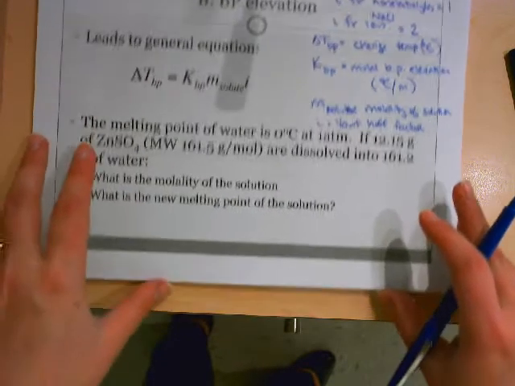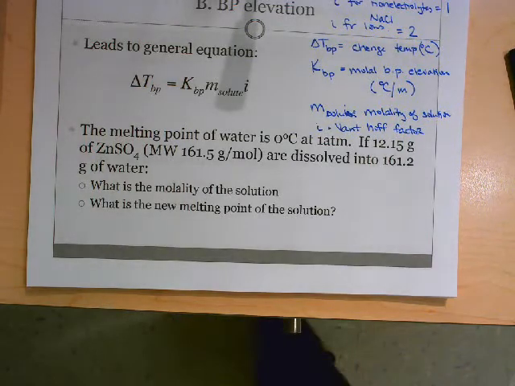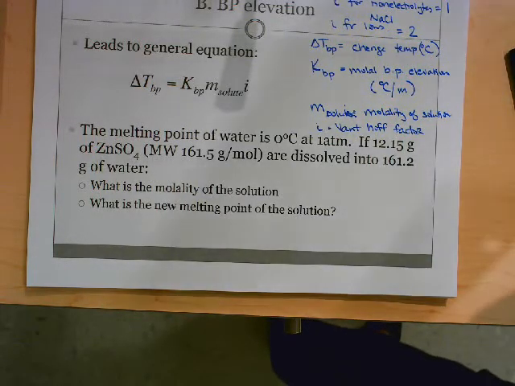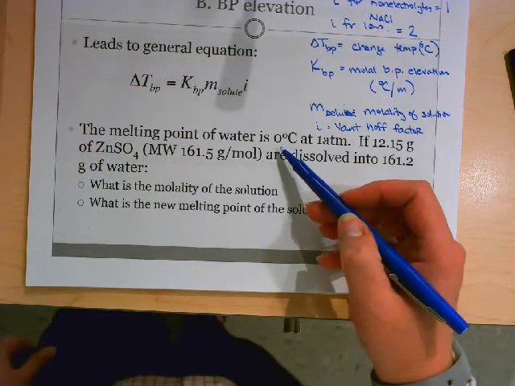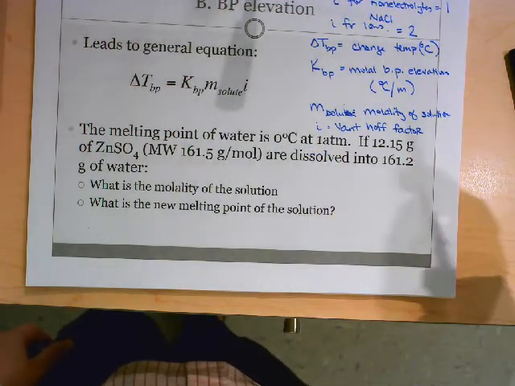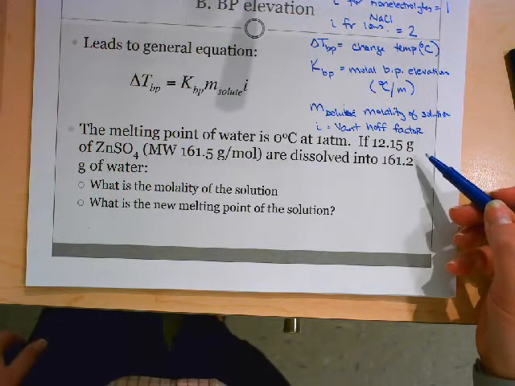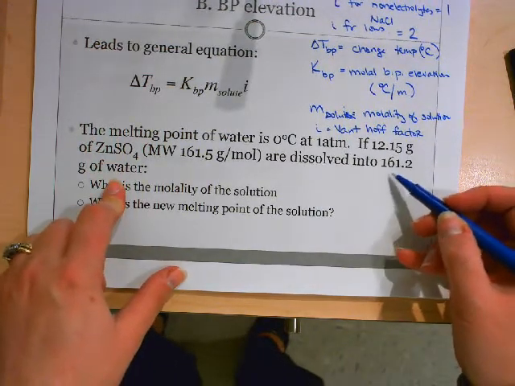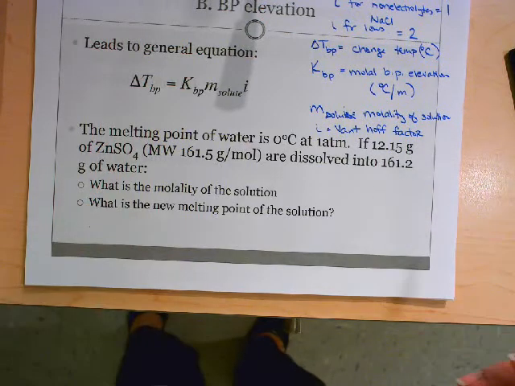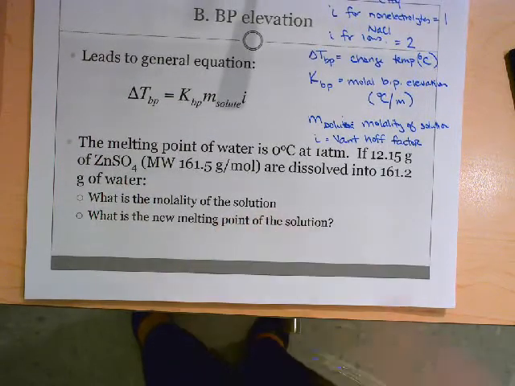So let's go ahead and try it out. Let's say I have this reaction. I have regular water, right, that has a melting point of 0 degrees Celsius at 1 atmosphere. And I put 12.15 grams of zinc sulfate into 161.2 grams of water. In the end, I want to figure out what the new melting point is, but I need to figure out how to go about solving for it.